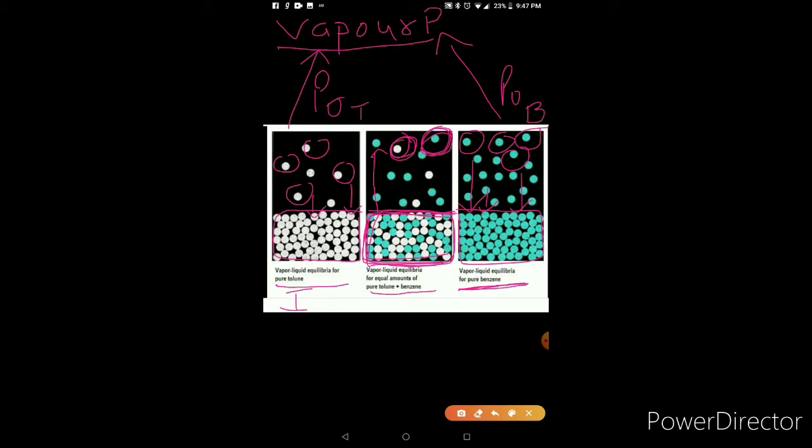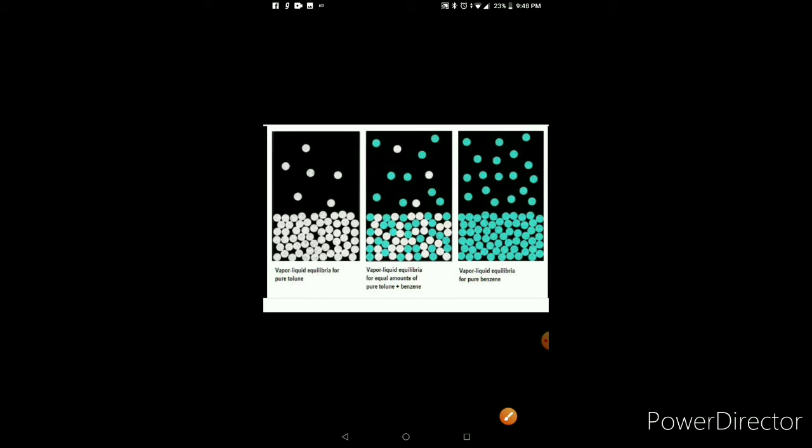But the pressure exerted will be due to both benzene and toluene, so we call it partial pressure. Partial pressure of one component, let me say A component, is that of toluene, and partial pressure of B component is that of benzene. Now the total pressure in this case will be equal to the partial pressure of A component plus the partial pressure of B component. Now let us understand what is the meaning of partial pressure over here.